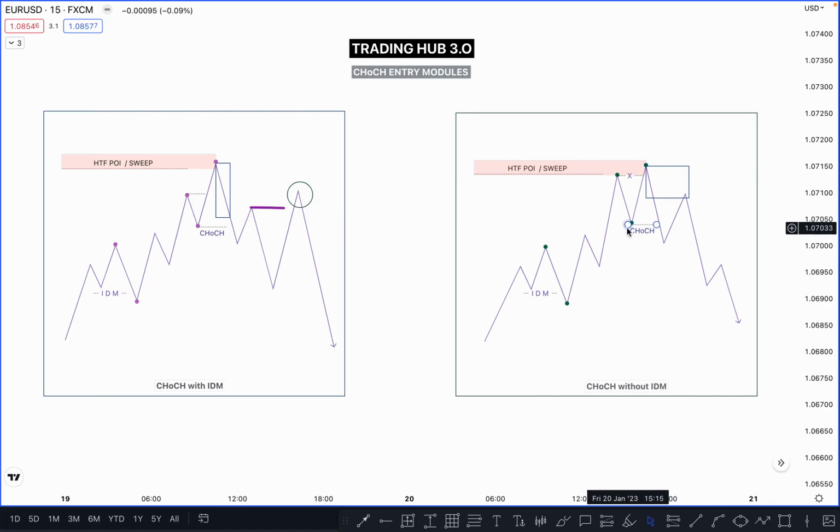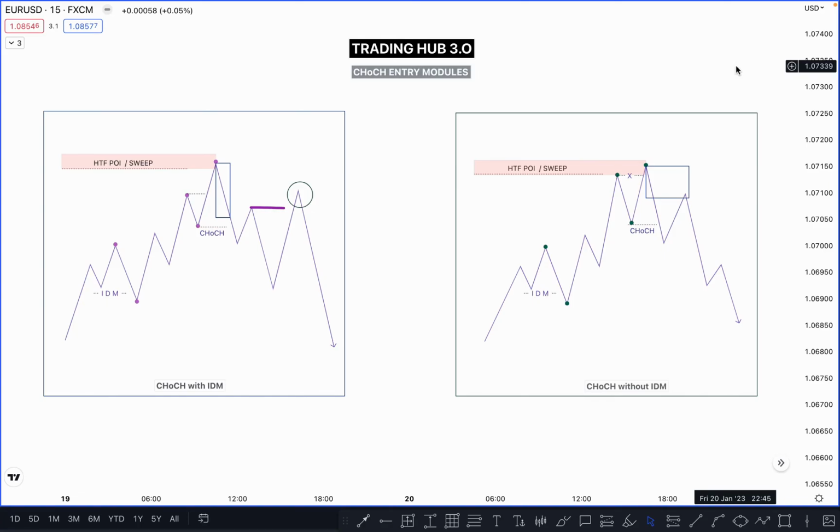So when the market breaks the first low, this is called a change of character. Same thing happens here, change of character, and you can immediately sell here on the pullback. Why? Because the market has taken out the previous high. So this one is our CHoCH entry model. When the market breaks the first low or high, that's called CHoCH.